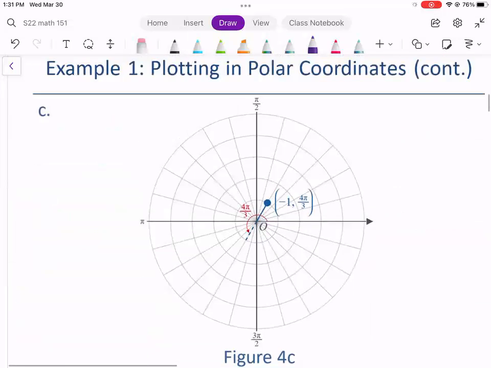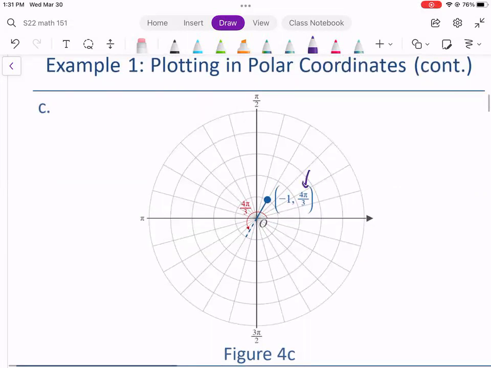And then for choice C, our theta is 4 pi over 3, which brings us here. But then the negative tells us that instead of traveling in this direction, we're going to go in the opposite direction for our r.